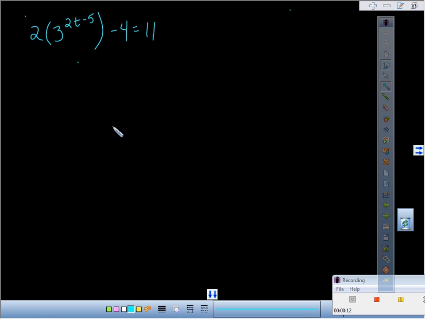Exponential, right? How do you solve an exponential? Get the power by itself and then write it as a log, okay? This is the whole power. Alright, so what are we going to do first? Add 4. Alright, so now it looks like this.